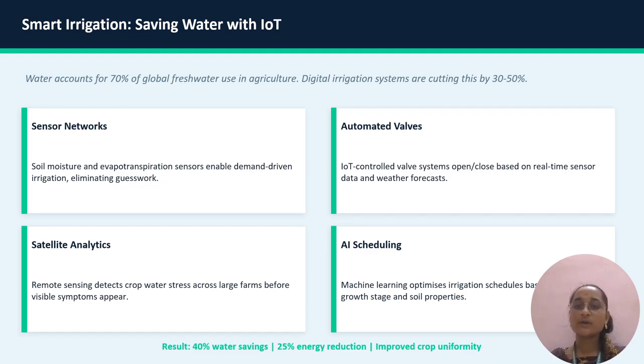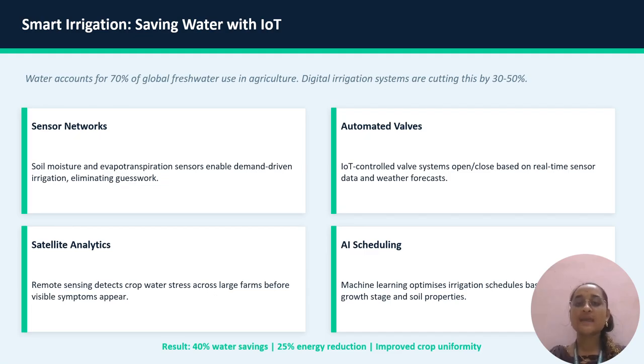Farmers give water only when needed. And then the second one is the automated valve. Water flow is controlled automatically. Valves open and close based on sensor data and weather conditions, preventing overwatering. Next, the third one is satellite analytics. Satellites monitor large farm areas and detect water stress in crops before visible damage appears, helping farmers act early.